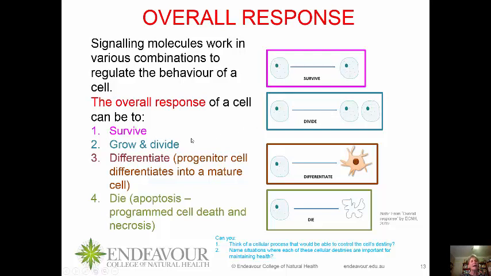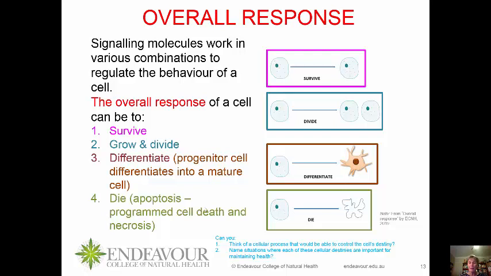Another thing that the signaling may make the cell do is to differentiate. So what that is, a progenitor cell differentiates into a mature cell. So it starts as an immature cell, and the signaling cascade says, okay, now you need to differentiate into a different type of cell. And then the last overall response is death. So it might get told to die.